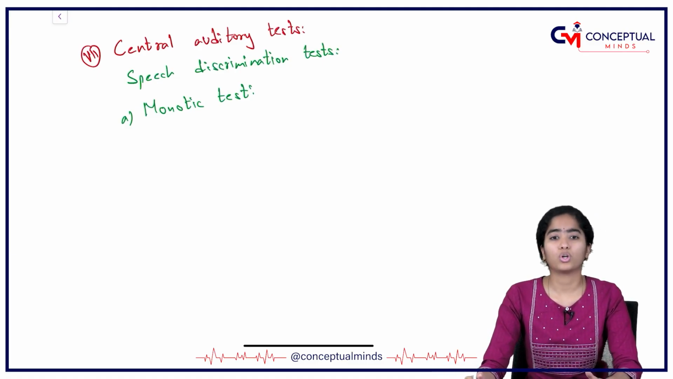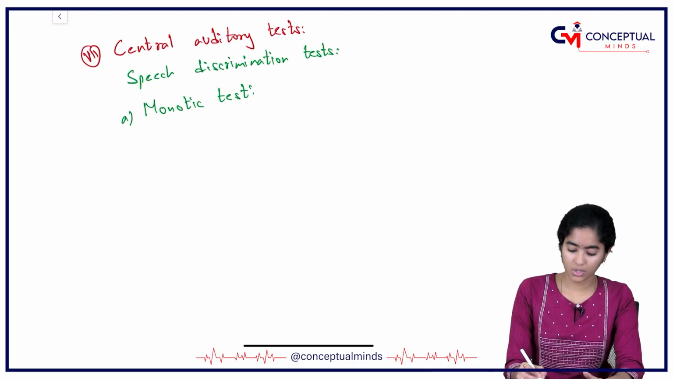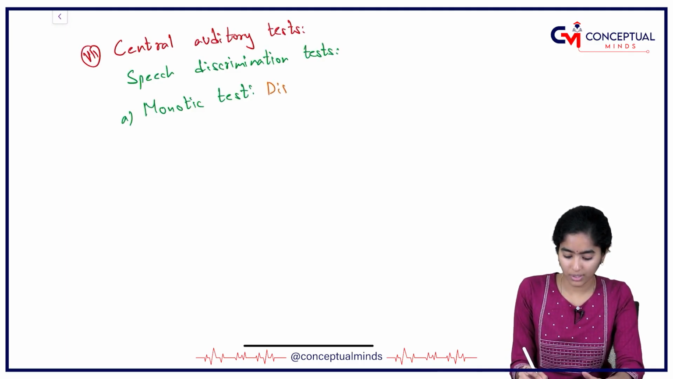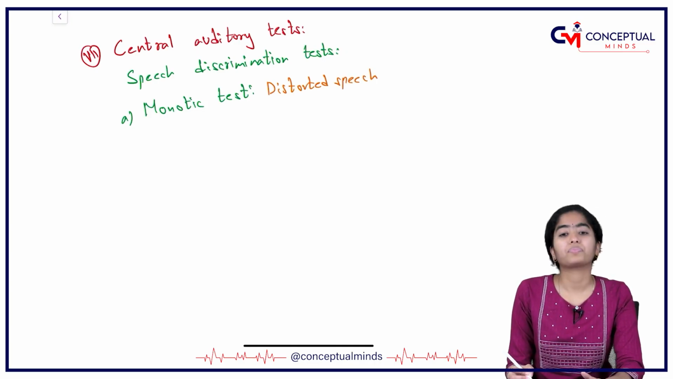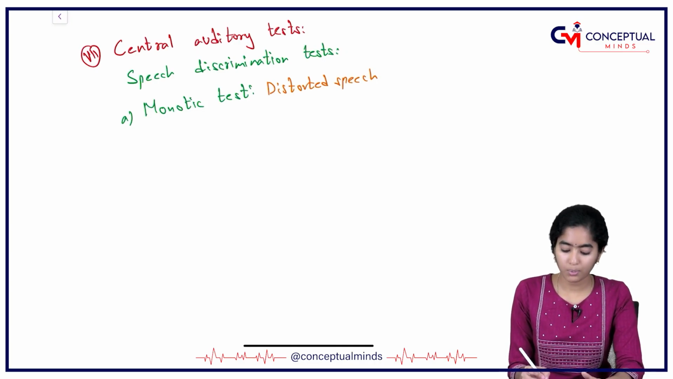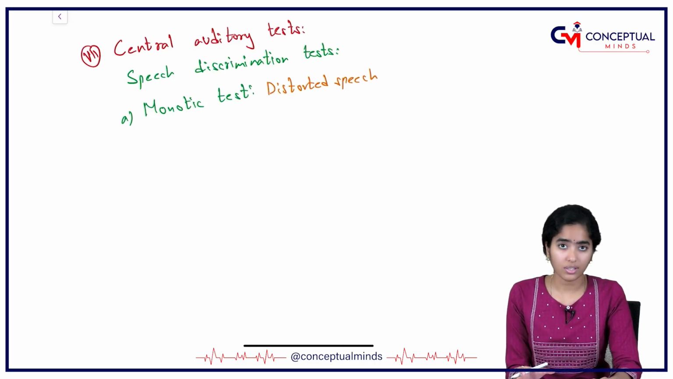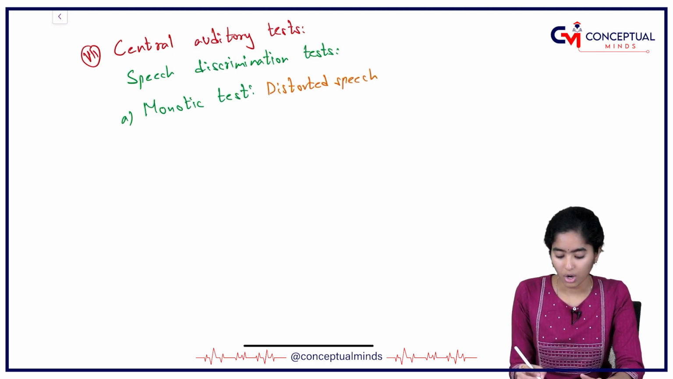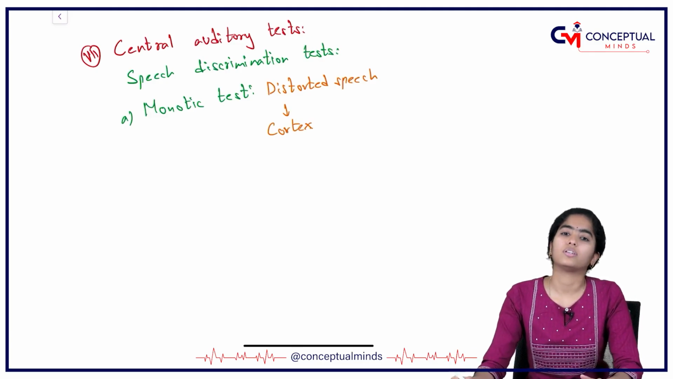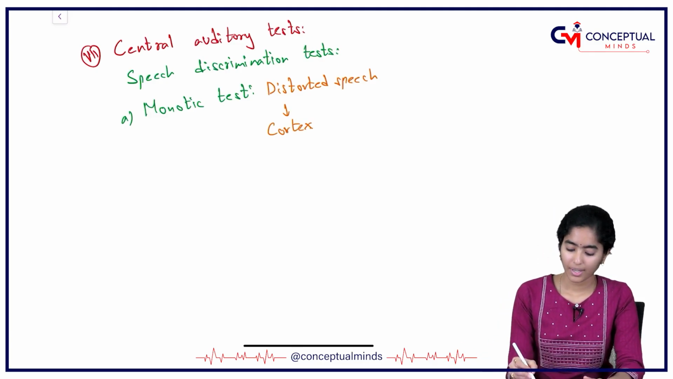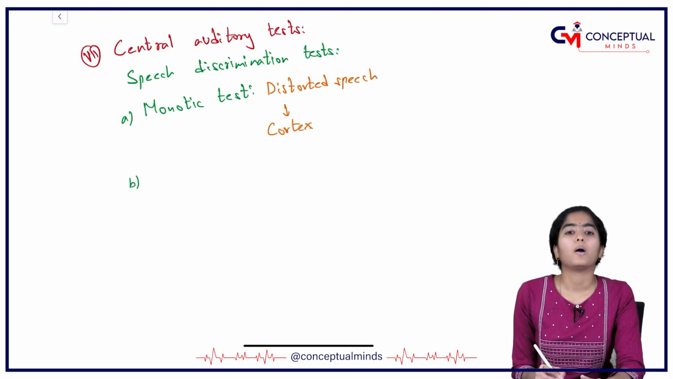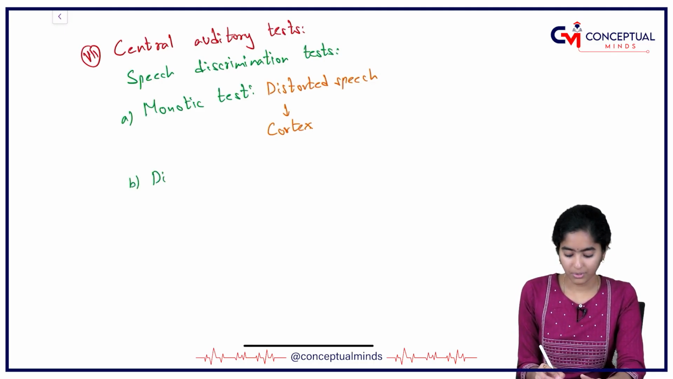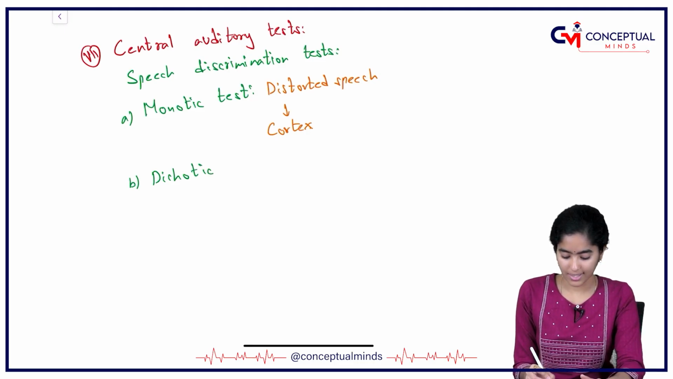So that is monotic test, wherein a distorted speech is given to the patient, and if they fail to understand, it points out, I am not saying it is diagnostic, but it indicates that probably there could be a lesion in the cortex. Lesion in the cortex of the brain. Next in this category is dichotic test. After monotic, it is dichotic test.